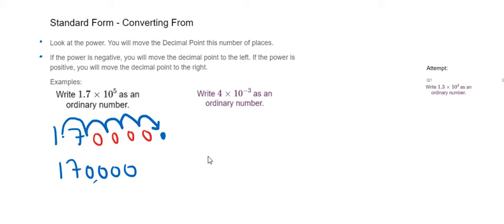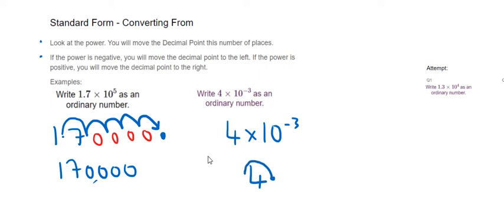Let's look at the second one then. So 4 times 10 to the power of minus 3. So this time it's just 4. And remember, if you don't see the decimal point in a number, it starts at the end, so it starts to the right of it. Because it's a minus 3 here, that means it's going to make it into a small number. So that means it will start with 0 point here.